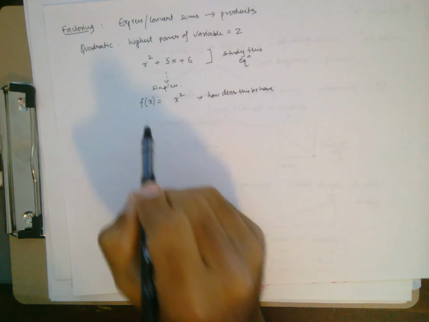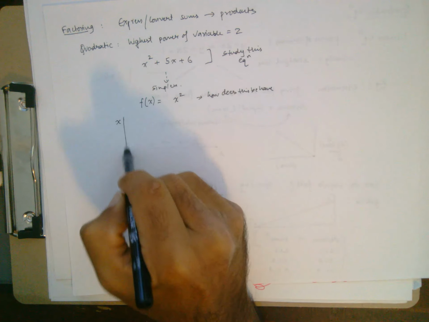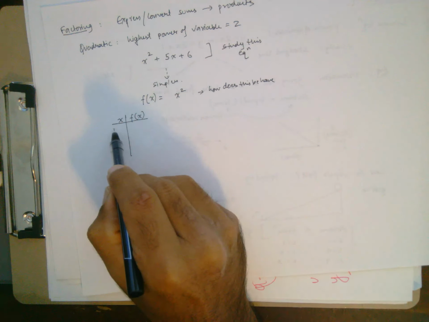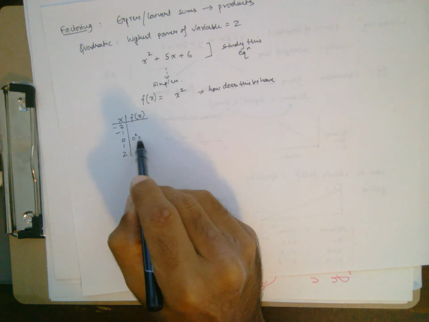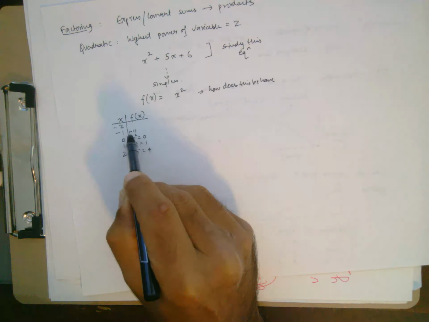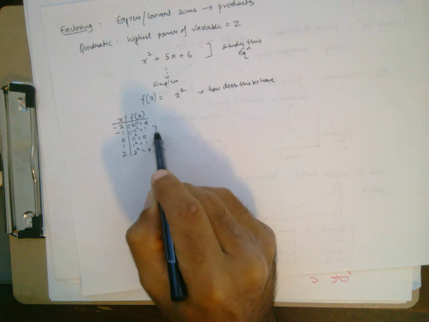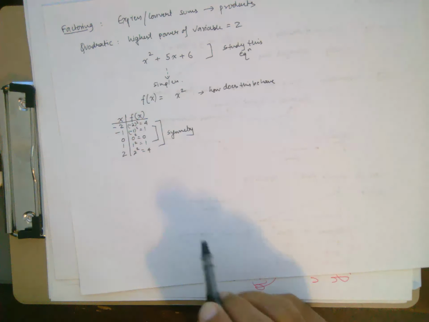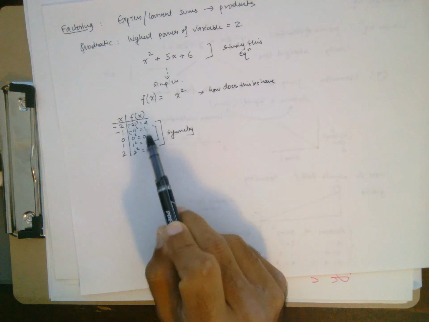Now we learned way earlier in the semester how to plot functions by drawing tables, right? So let's say I pick some values of x and I look at values of f of x. Pick -2, -1, 0, 1, 2. 0 squared is 0, 1 squared is 1, 2 squared is 4. -1 squared is also 1 and -2 squared is also 4. So what we observe here is a symmetry, which means for the same positive and negative values, we get the same output.